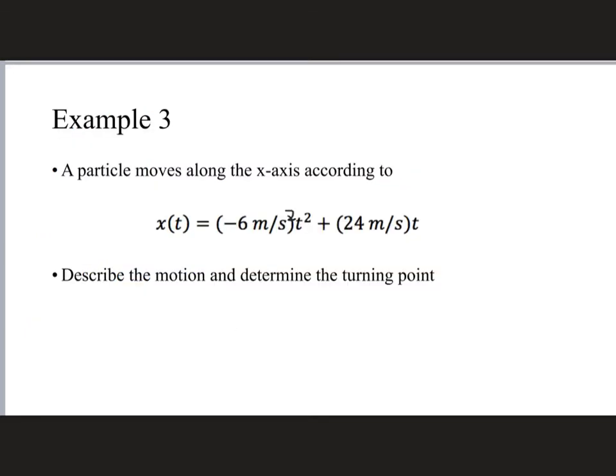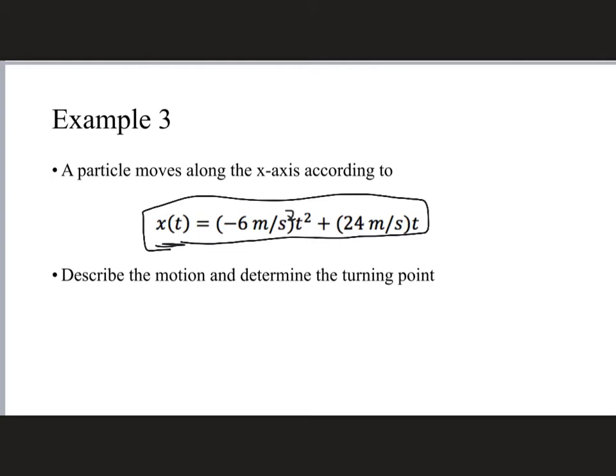So here's an example we want to look at. We have x of t, which is the position of a particle as a function of time. I plug in any time t, and that tells me the position of the particle at that time. That function is given by -6 meters per second squared times t squared plus 24 meters per second times t. Given that this is the position function that describes the motion, we want to describe the motion, and we want to locate where any turning points are.